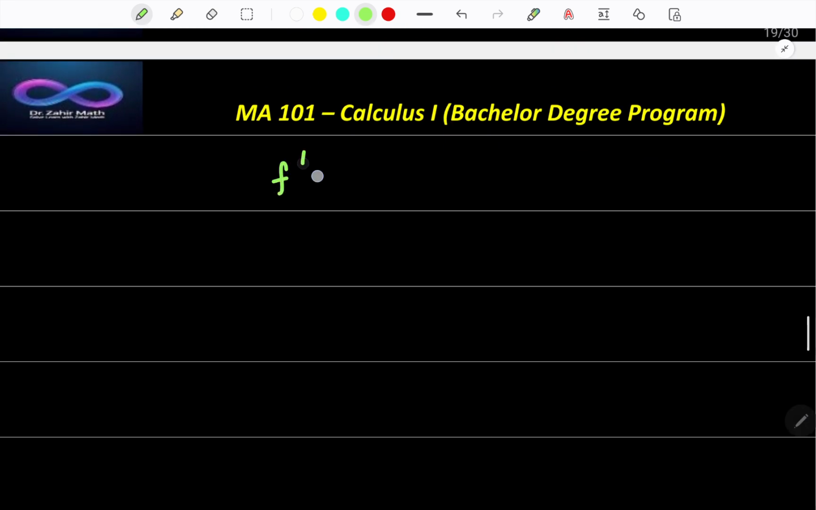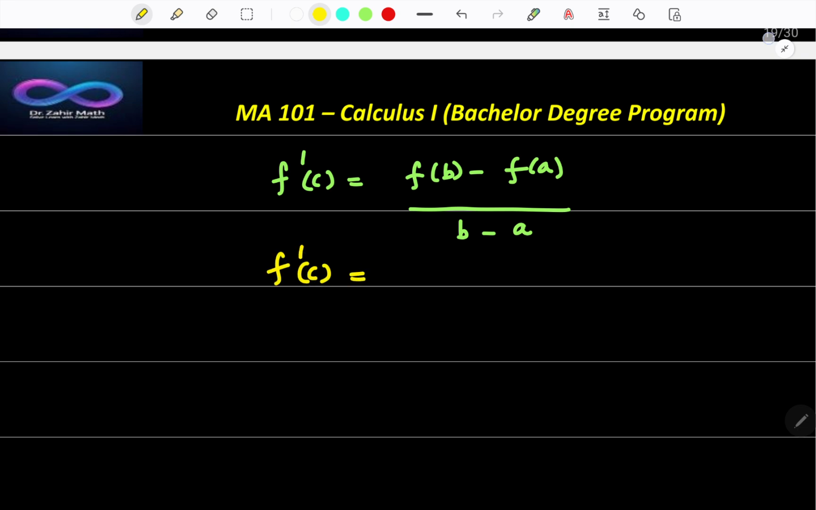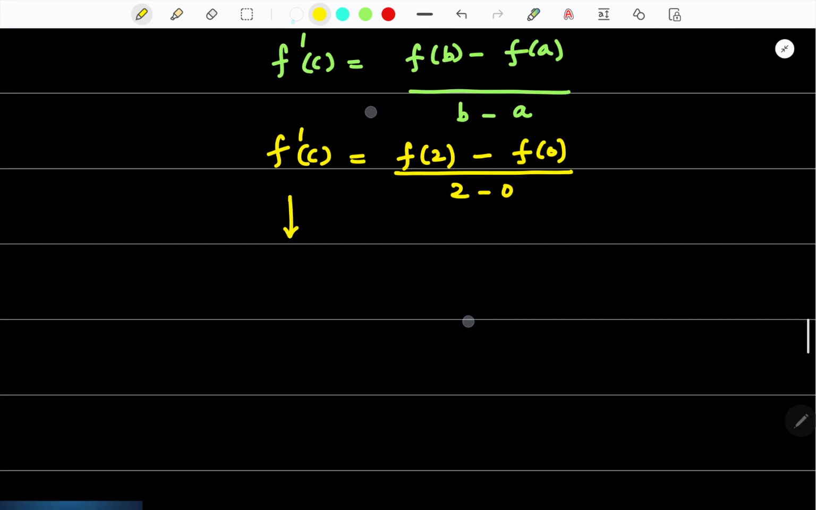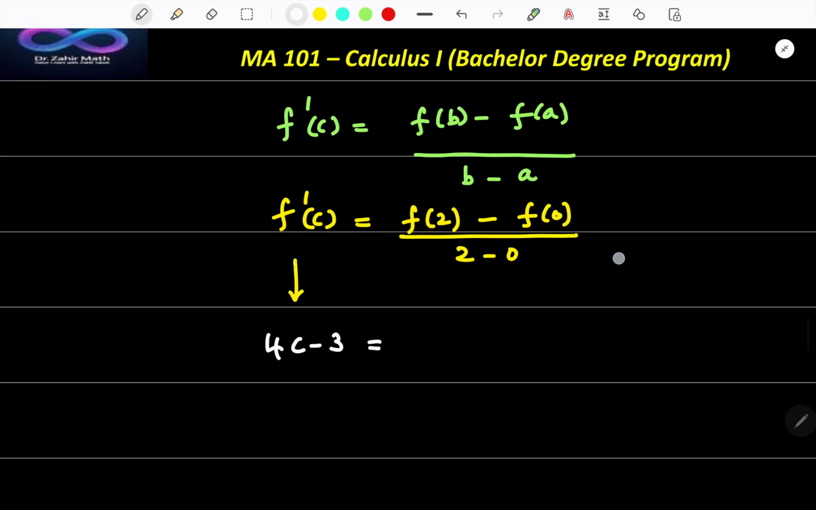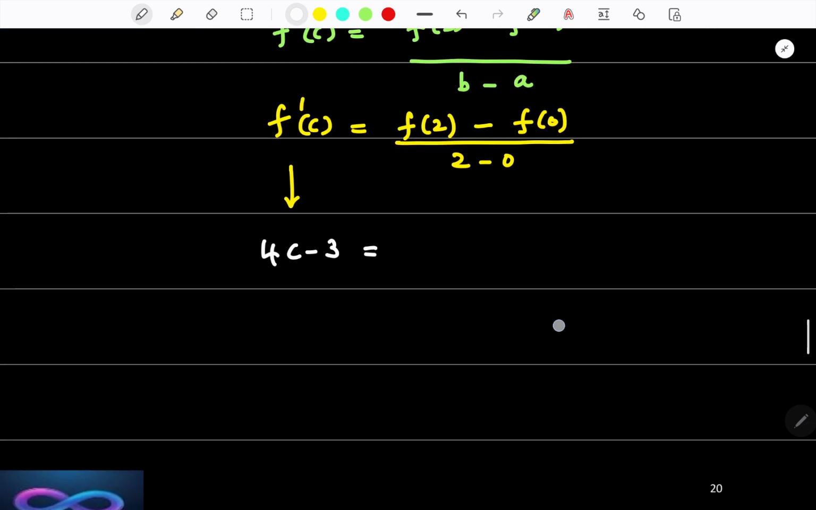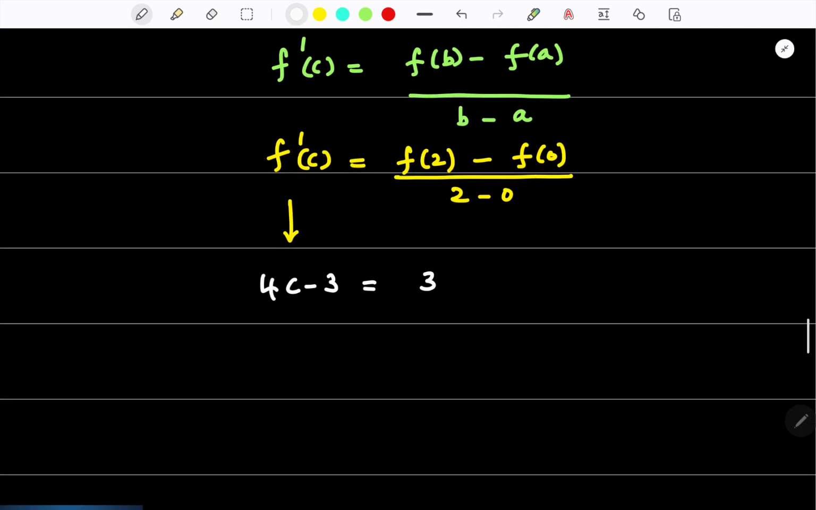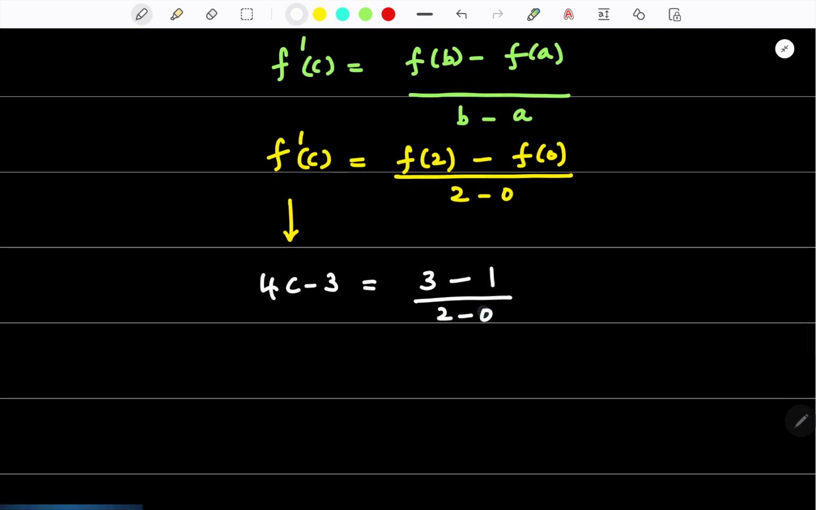Again, I will write f dash of c is equal to f of b minus f of a divided by b minus a. So therefore, f dash of c is equal to f of b. What's your f of b? F of 2 minus f of a, f of 0 divided by b minus a, 2 minus 0. F dash of c we just calculated, which is 4c minus 3, is equal to f of 2 we calculated 3, f of 0 1. So it is 2, sorry, it's 3. 3, am I right? Yes, 3. 3 minus 1 divided by 2 minus 0.